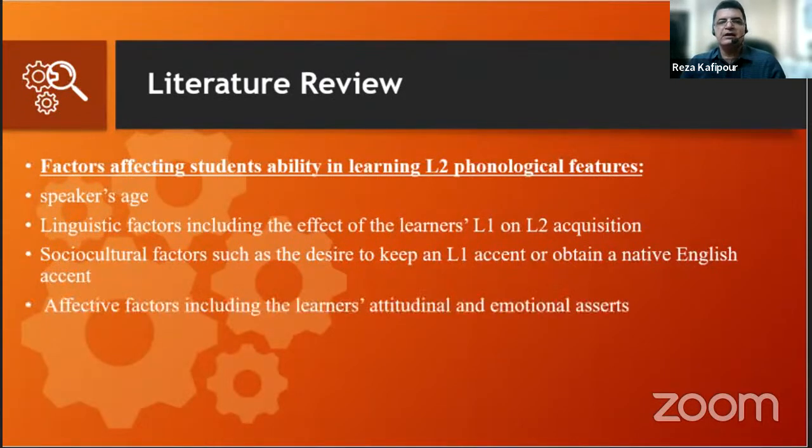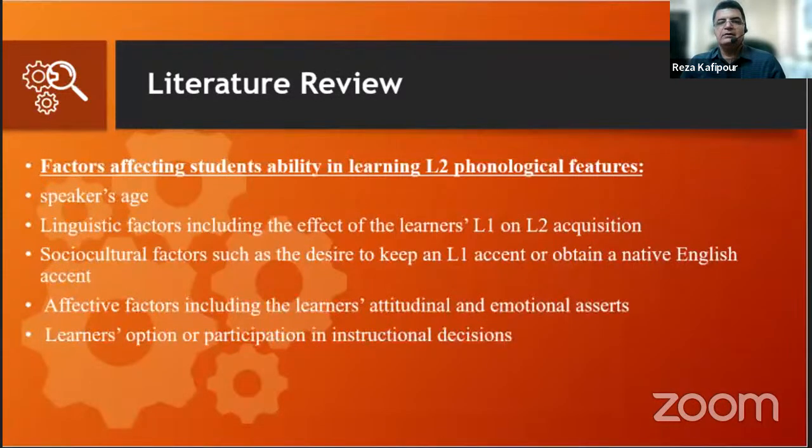The other one is affective factors, including the learner's attitudinal and emotional aspects. It is also very effective in teaching and learning pronunciation.